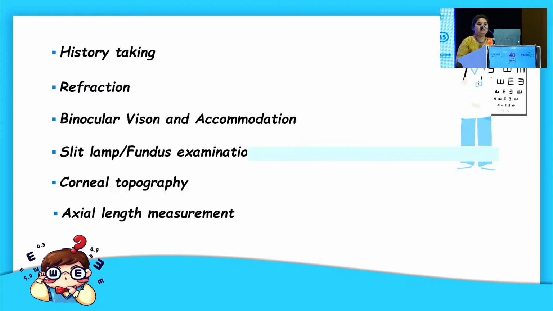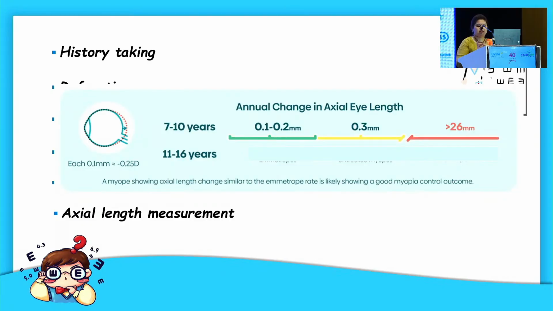Axial length measurement is of prime importance because children below 10 years of age have a faster growth in the length of the eyeball. As you can see, at 7 to 10 years of age, emmetropic eyes have a growth of around 0.1 to 0.2 millimeter per year, whereas myopic eyes have a faster growth of around 0.3 millimeter or beyond in a year. Once children reach the pre-teen or teen years, there's a stabilization in the ocular growth, and you can see a slowing down of the axial length.